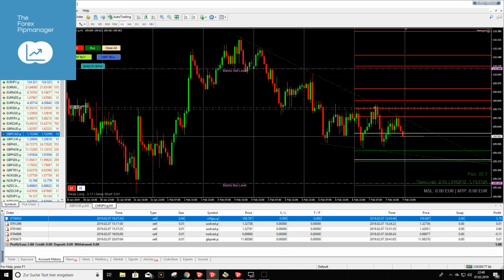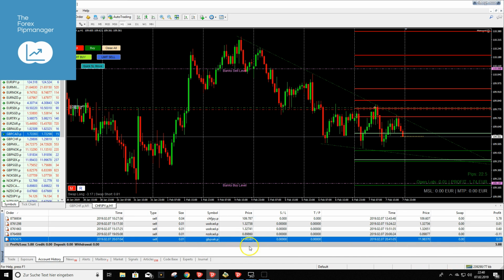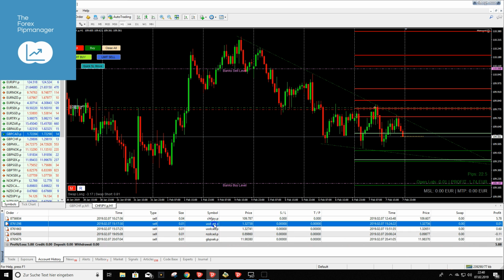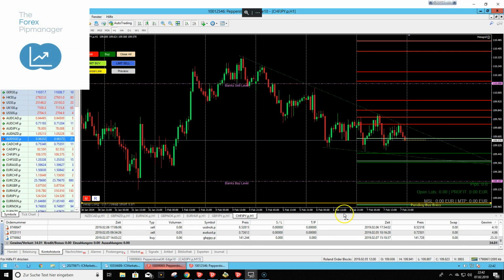I had only these two break-even trades here on these two pairs. I had a little scalping trade on the dollar CAD here, and if we look at my other accounts, on this account you can see today a really nice result on these trades.